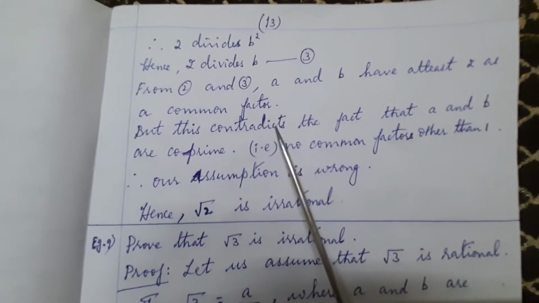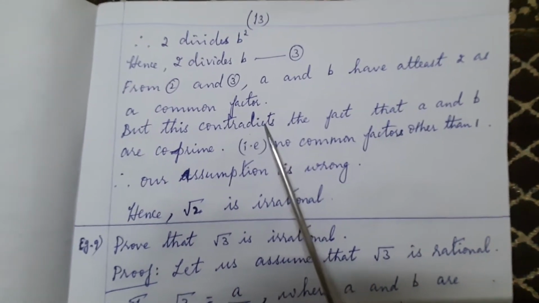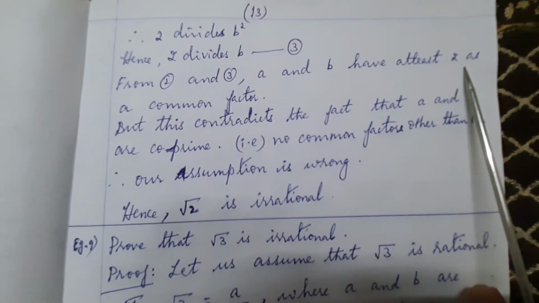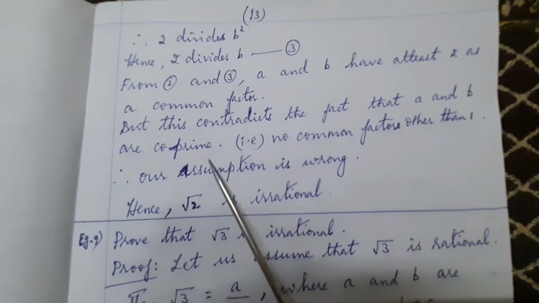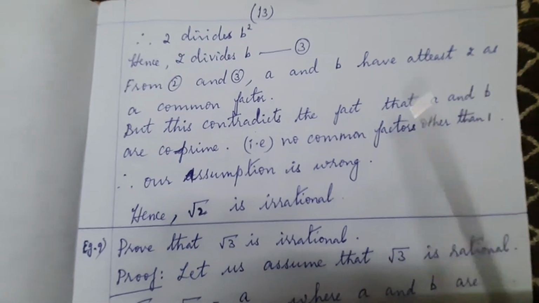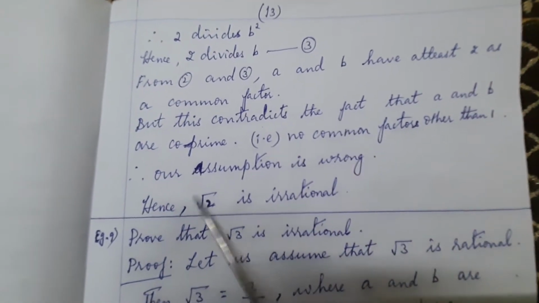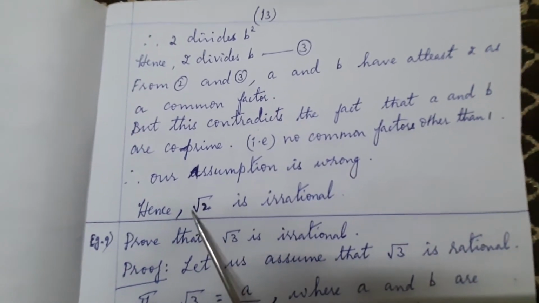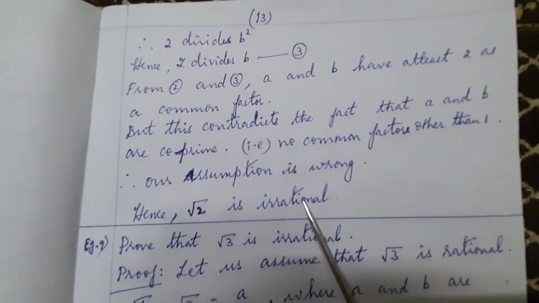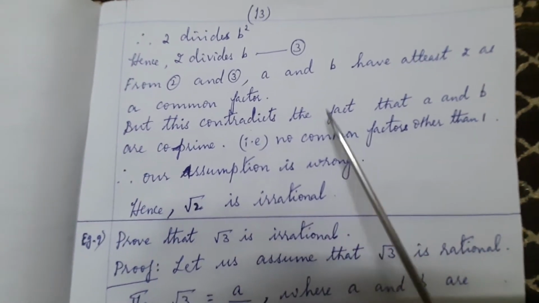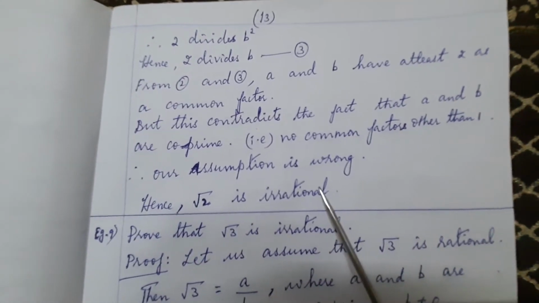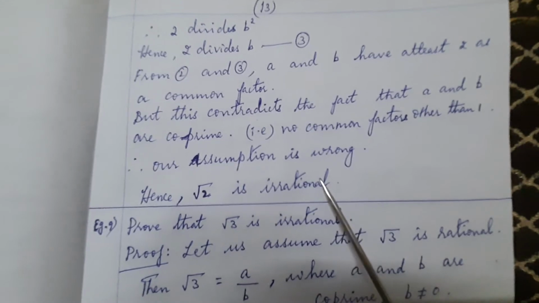Because contradicts the fact means we have assumed it to be a co-prime number, but it is against that. It is not a co-prime number because it is having 2 as a common factor. So, what happens? What is co-prime? No common factor other than 1. But it has a common factor 2. So, it is contradicting the fact. So, our assumption is wrong. Now, what should you conclude? Root 2 is an irrational number. We have assumed it to be rational, but we have come to a conclusion that our assumption is wrong. So, root 2 is irrational. It's a very important sum.